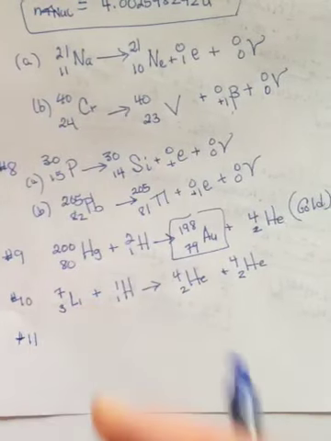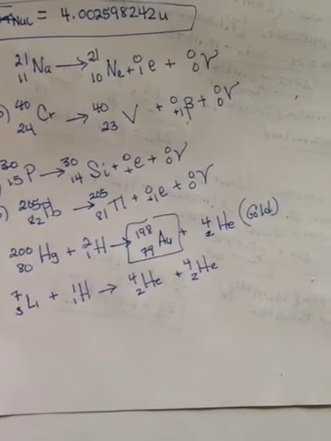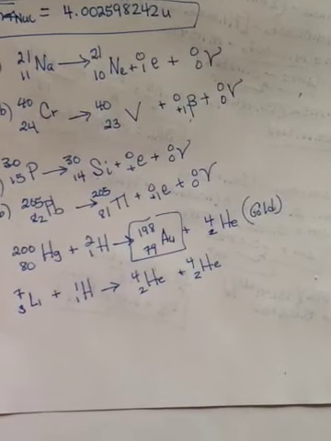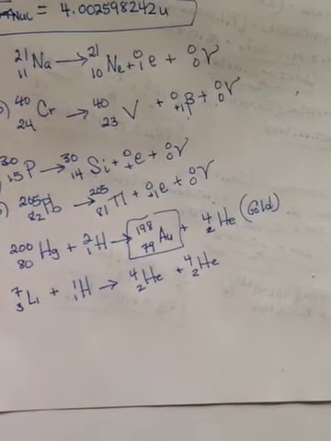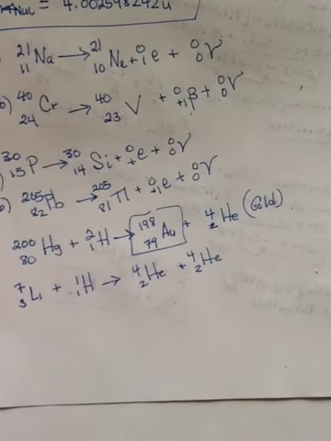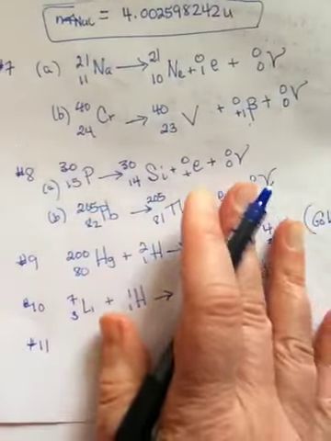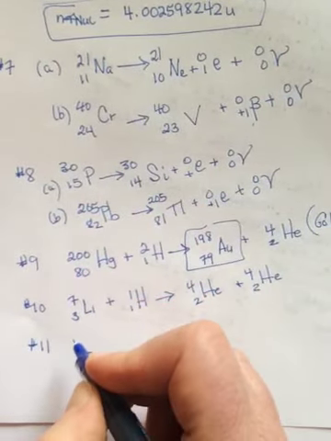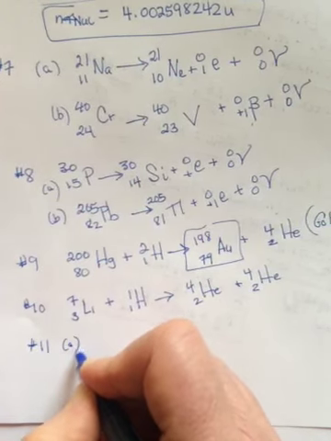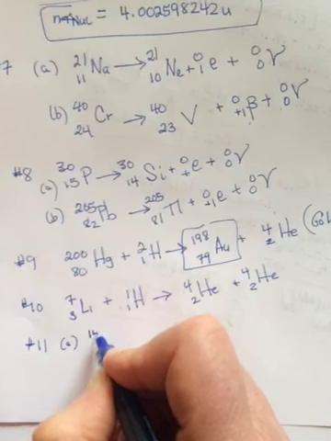Number 11 says find the nuclei given below. Each of the nuclei given below can absorb an alpha particle. Assuming no secondary particles are emitted, complete the equation. So they're just going to take in the alpha particle and not emit anything. So A is nitrogen 14.